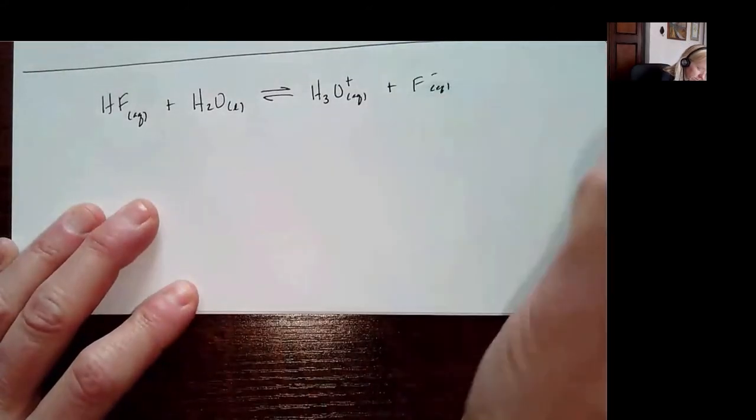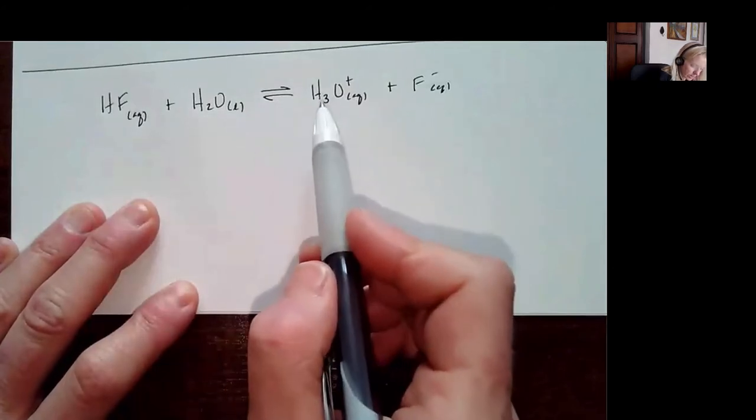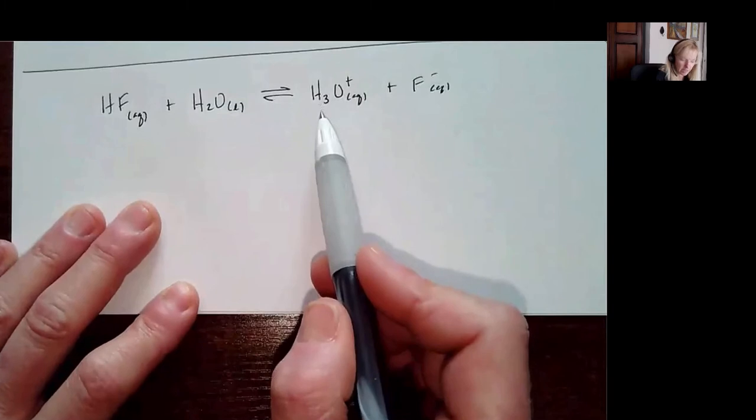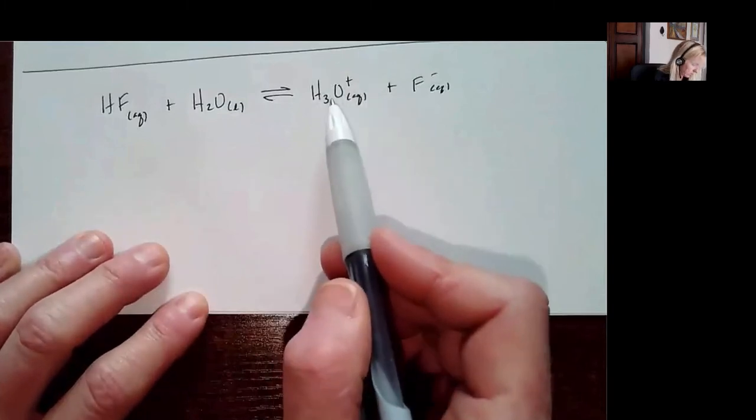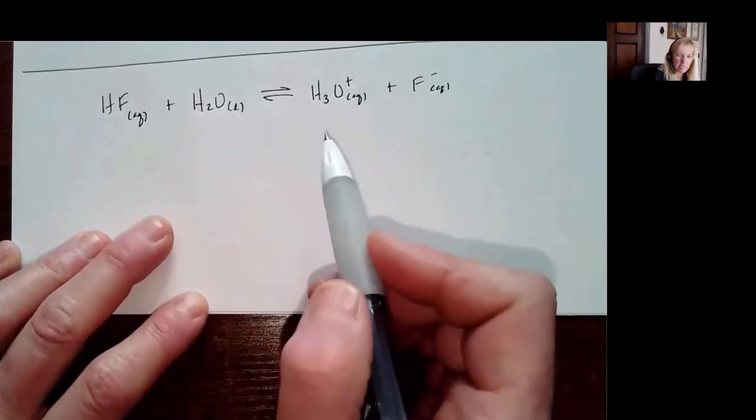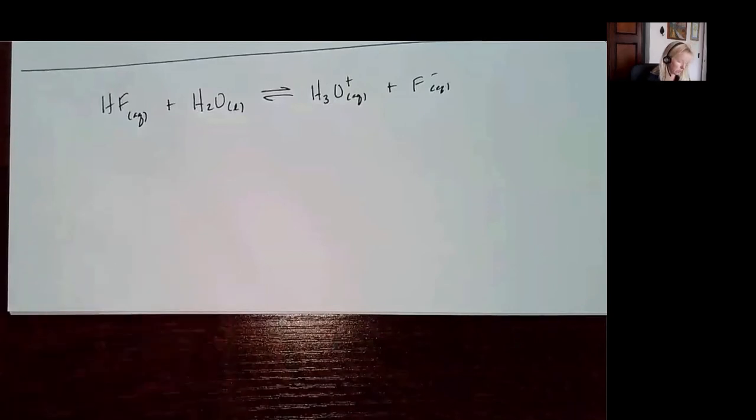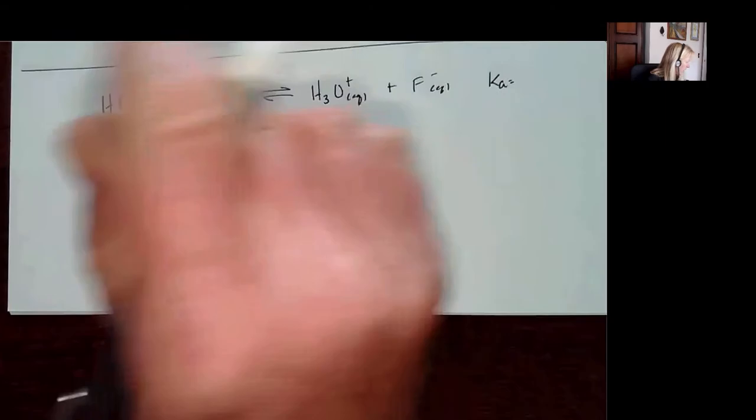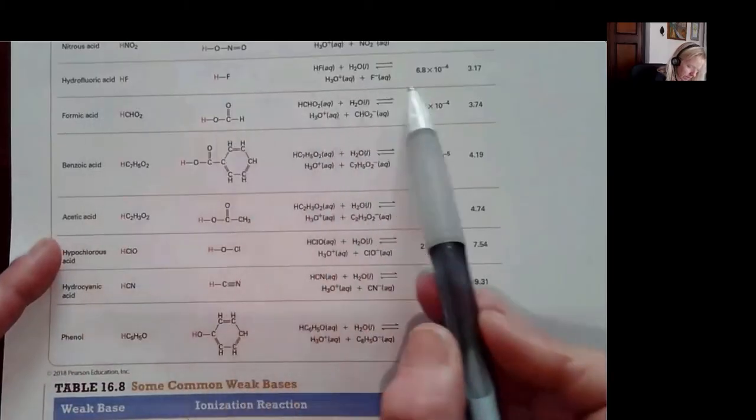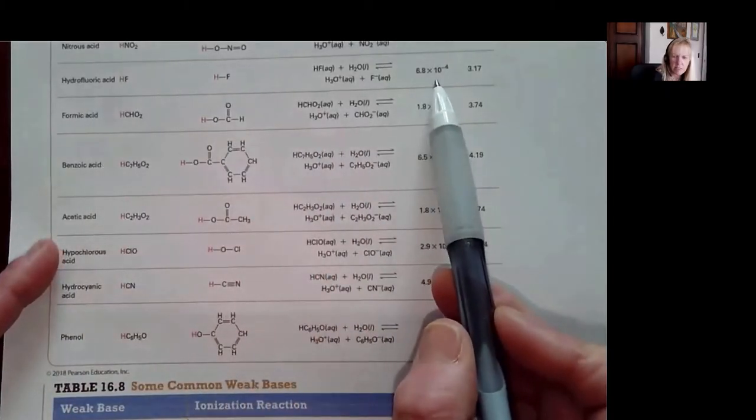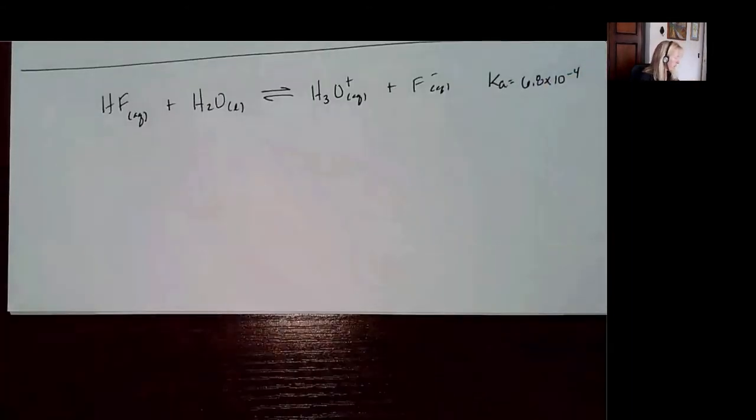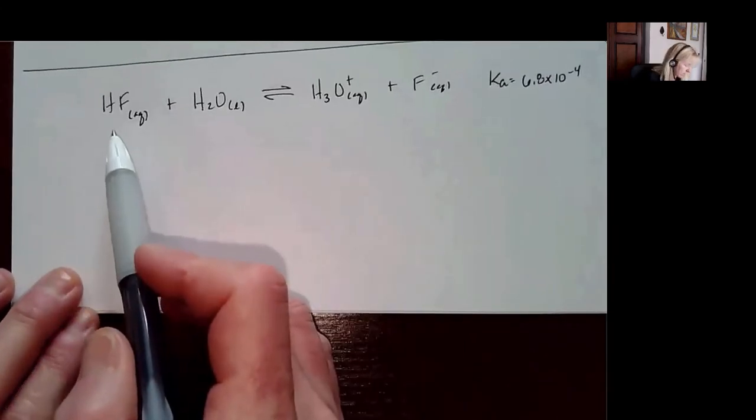So I could write it this way, or I could just write HF goes to H plus F minus. They mean the same thing because in an aqueous solution, I'm not going to have H plus, I'm going to have H3O plus. So I'm going to write it this way because this is more in tune with what's actually happening in the system. My Ka for this, if I look that value up on the table, is 6.8 times 10 to the minus 4. That tells me that it doesn't really favor dissociation. My Ka is really small, so that means I'm favoring my undissociated acid here.